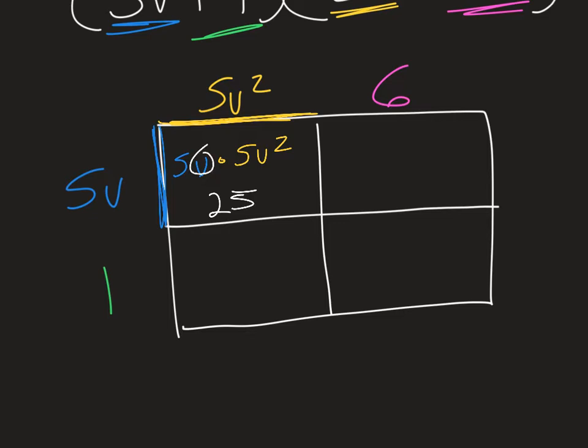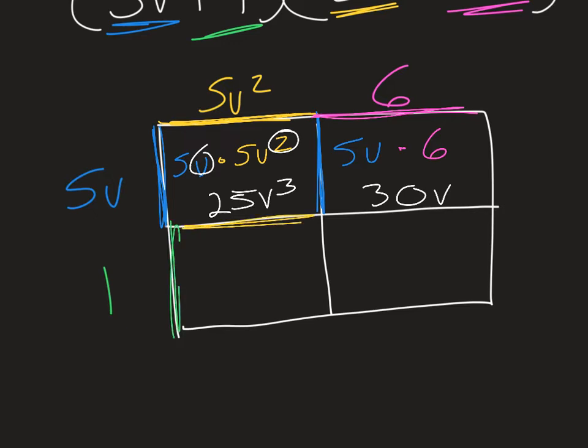And then a v and a v to the second is v to the third. Then you do your 5v times 6. So 5v times 6 gives you 30v. Then you could do 1 times 5v to the second, which gives you 5v to the second. And last but not least, you can take 1 times 6. 1 times 6 gives you 6.